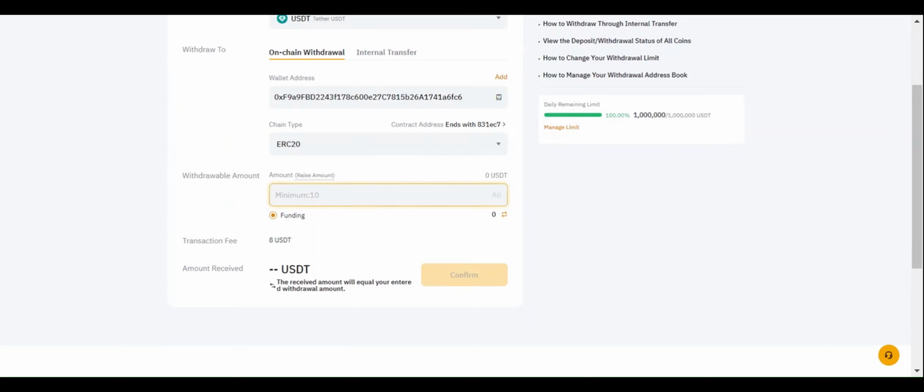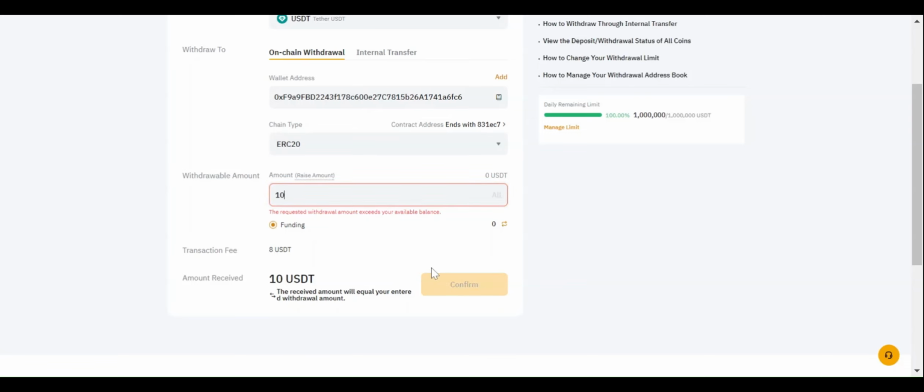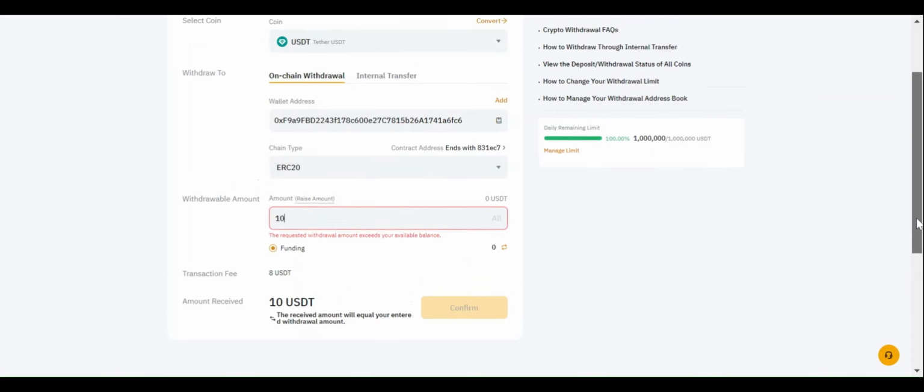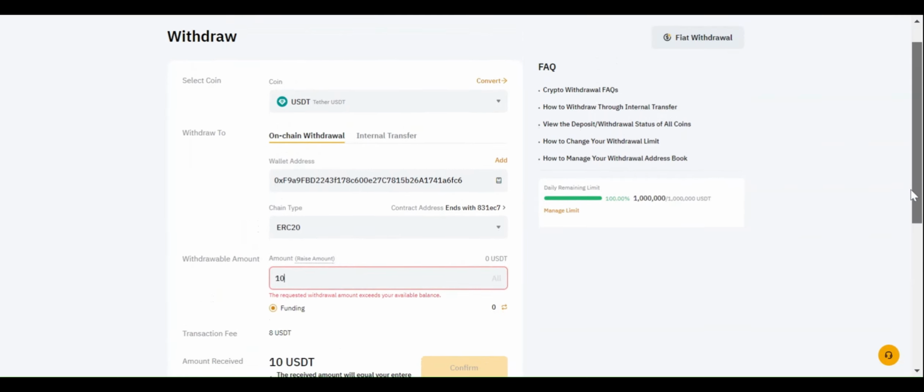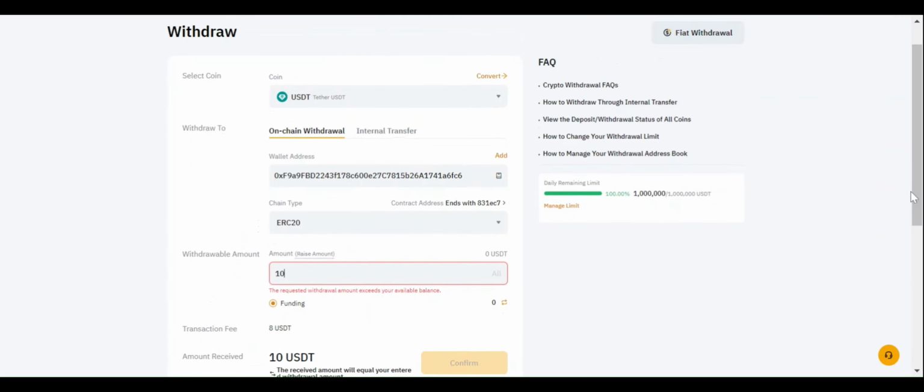Right, so once I do that, then I'll specify the amount I wanted to send. Right here they are showing me how much I have in the wallet right now, which is zero. But let's say I wanted to send 10. Obviously it won't work, but let's say I wanted to send 10. So it says the requested withdrawal amount exceeds your available balance, which is true. But essentially, if I had up to this, I would simply press confirm here, and then the transaction would be completed.